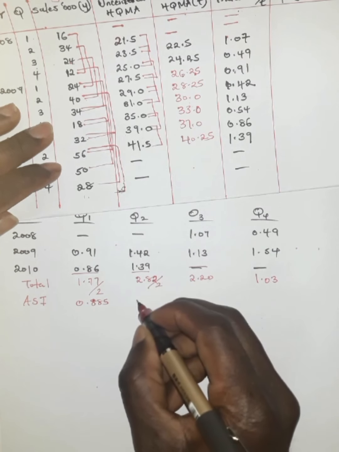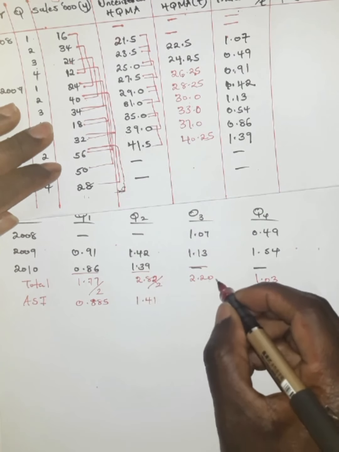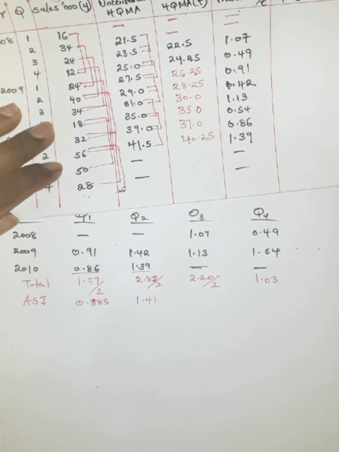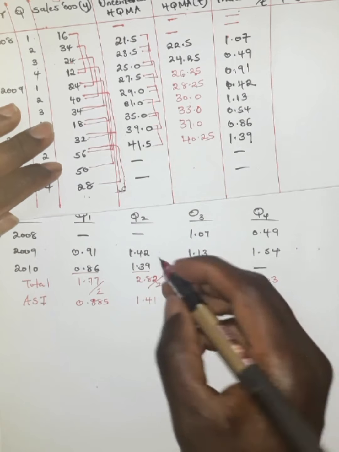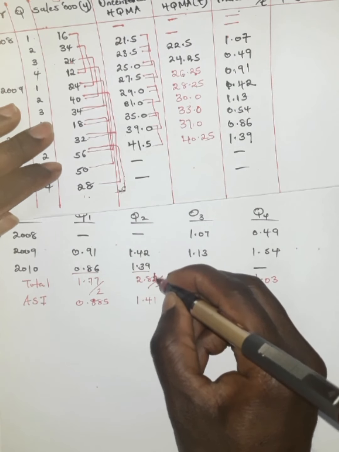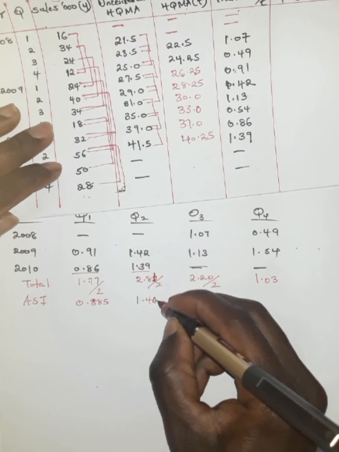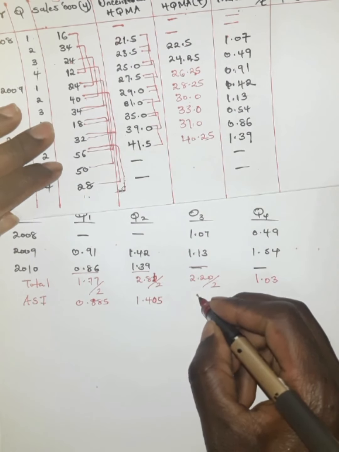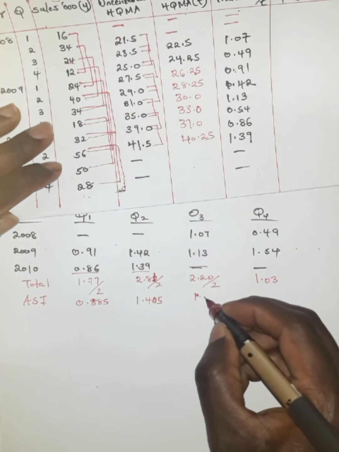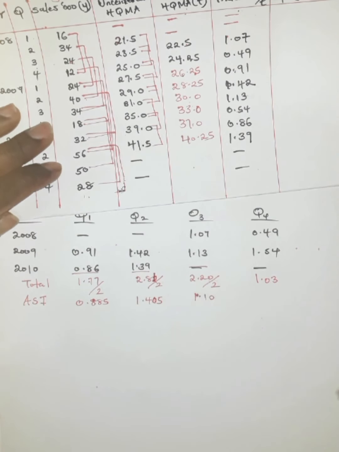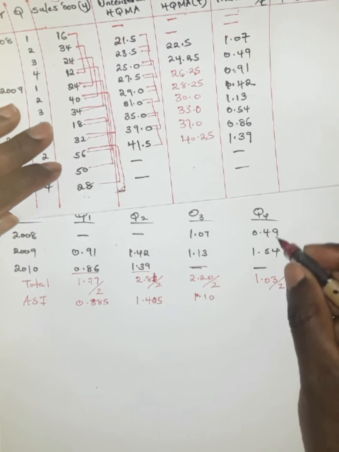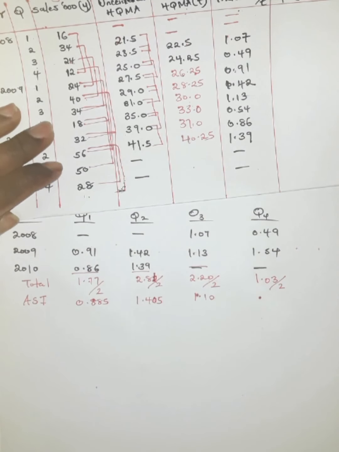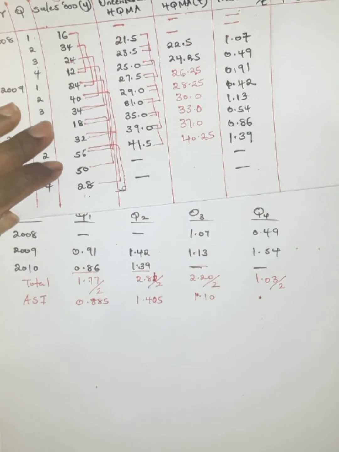Divide this one by 2, you get a value of 1.41. Divide this one by 2, 2.81 should give 1.405. And then this one should give you a value of 1.10. Then of course when you divide by 2, because there are 2, we get a value of 0.515.